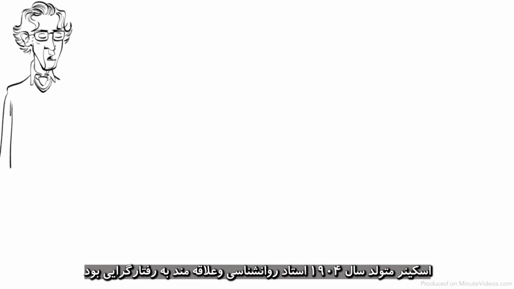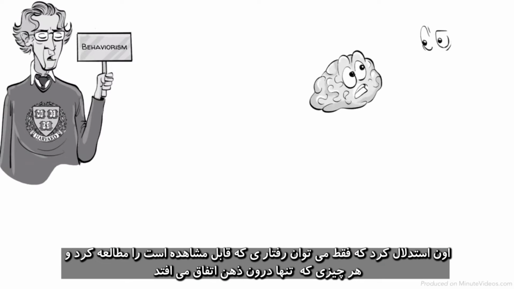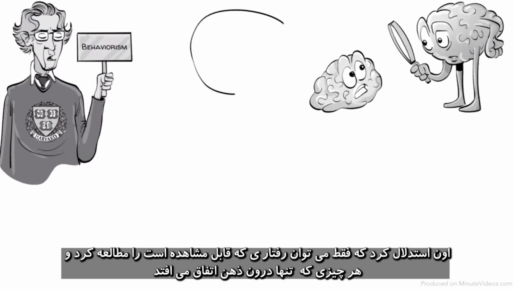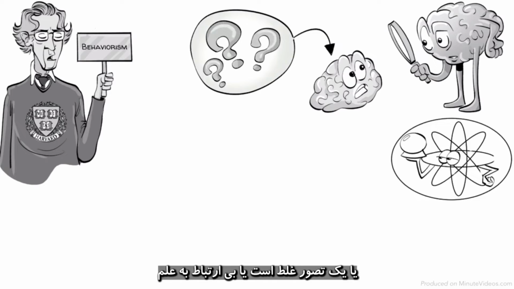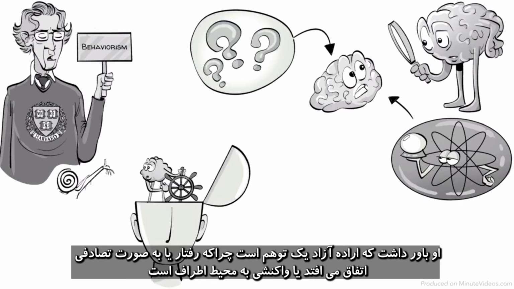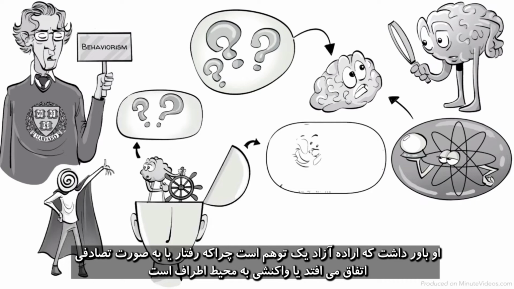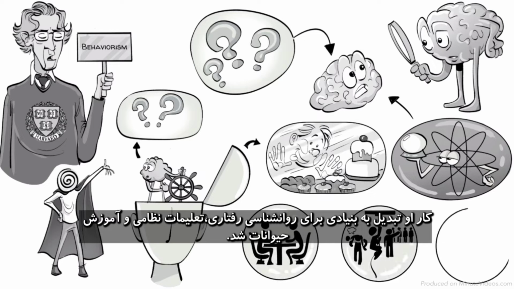Skinner, born in 1904, was a professor of psychology and subscribed to behaviorism. He argued that you can only study behavior that is visible, and anything happening only within the mind is either a misconception or irrelevant to science. He thought free will was an illusion because behavior is either random or a reaction to the environment. His work became the foundation for behavioral therapy, military drills, and animal training.